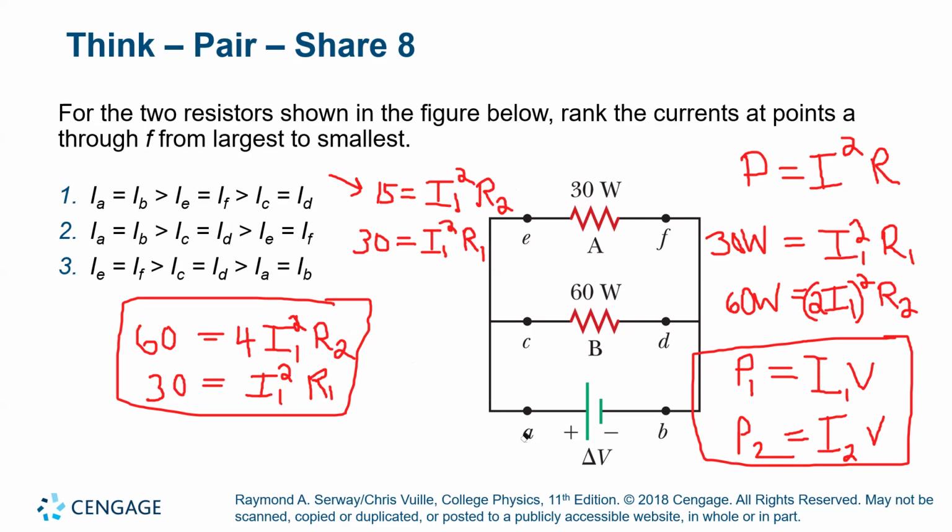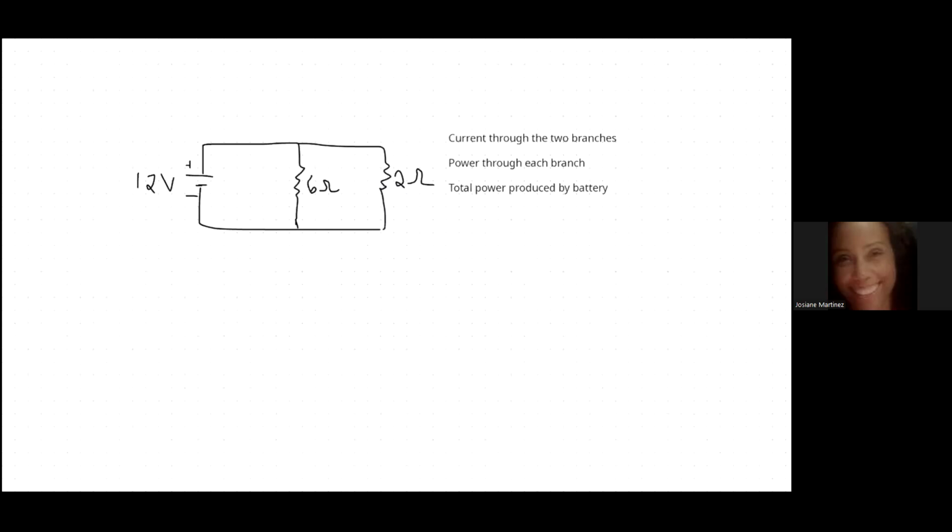I'm going to practice finding the power through two known resistors. Okay, so let's do that. So here's our example problem. We're going to find the current through each of these two branches and the power that's going to be spent through the branches and the total power produced by the battery. Now remember, power is energy flow per second. So it's not the total energy I'm using. I'd have to know the time frame in order to get that.